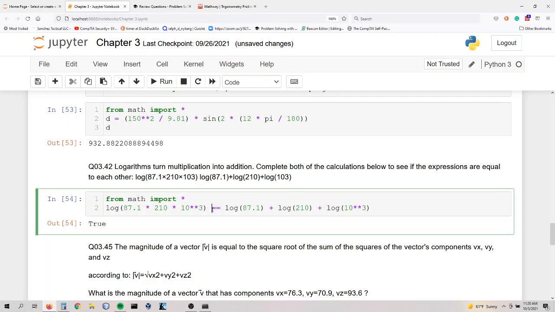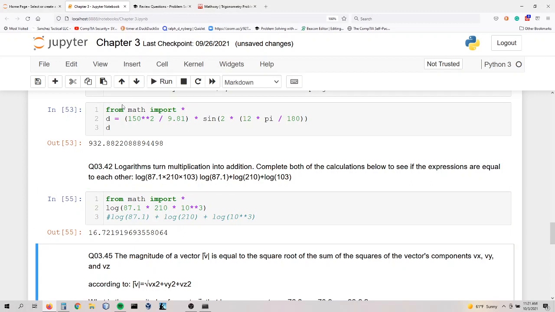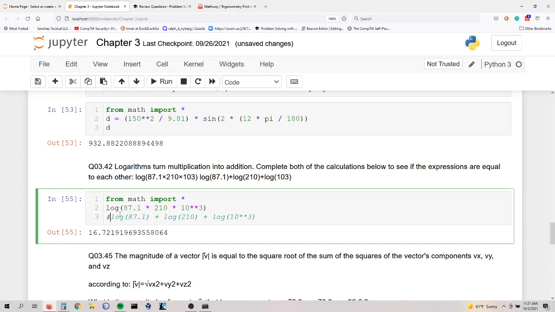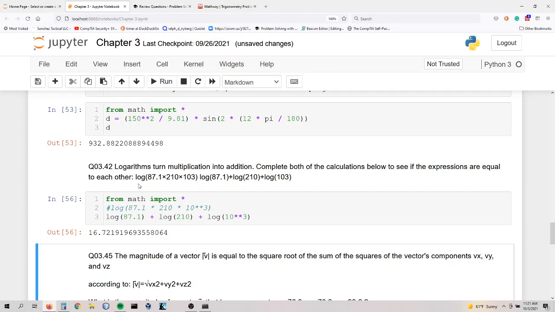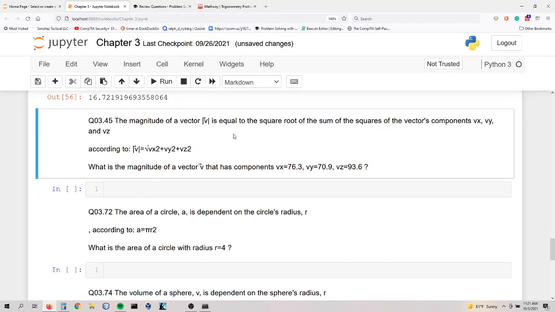If you do want to officially check it, you can do something like this. We can comment this one out. Oops, I meant to comment the bottom one out. If we run it, we get 16.7219 and so on. Then we can comment this one out, and we should get the same value. So when we checked with Python, it became true. Okay, let's keep moving forward so we can try to finish these problems off at least.